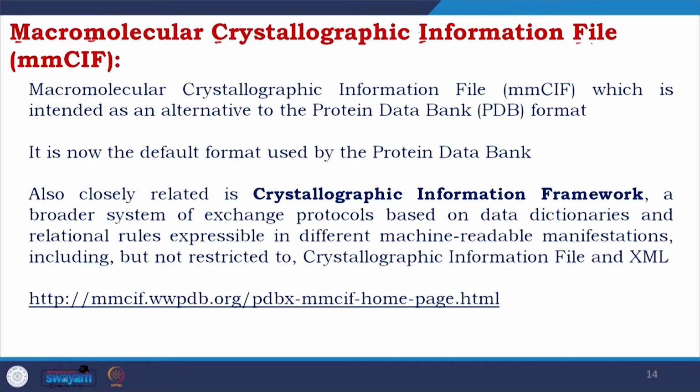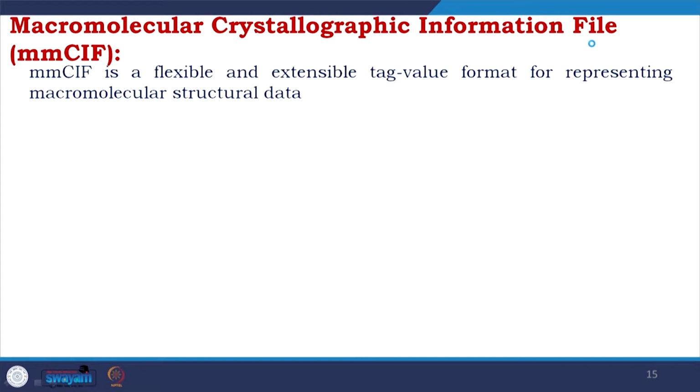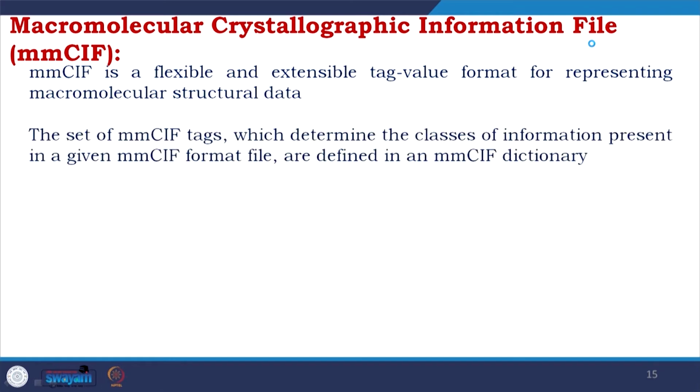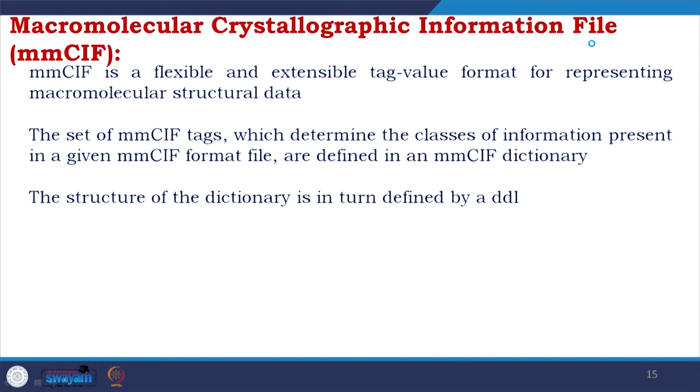This is the link where you could know more about the mmCIF. mmCIF is a flexible and extensible tag value format for representing macromolecular structural data. The set of mmCIF tags which determine the classes of information present in a given mmCIF format file are defined in an mmCIF dictionary. The structure of the dictionary is in turn defined by DDL.